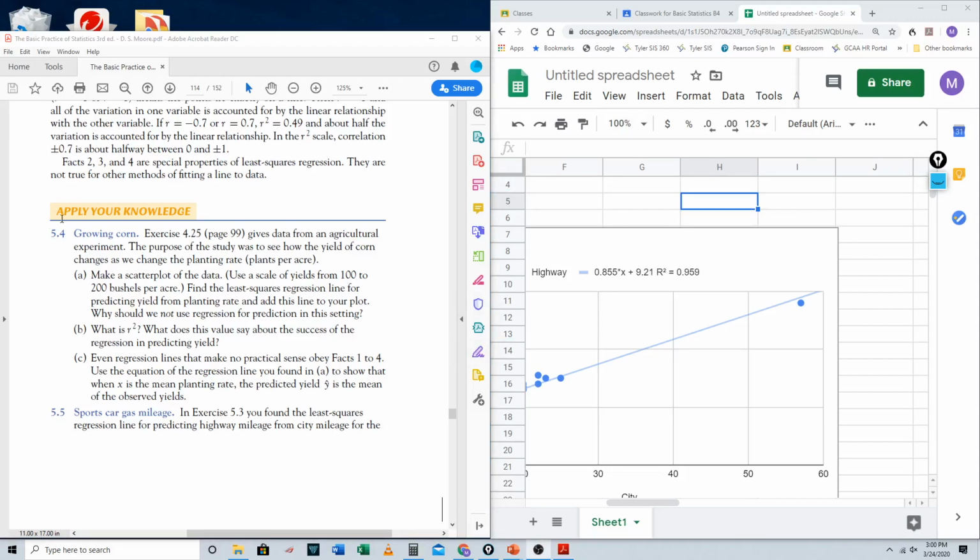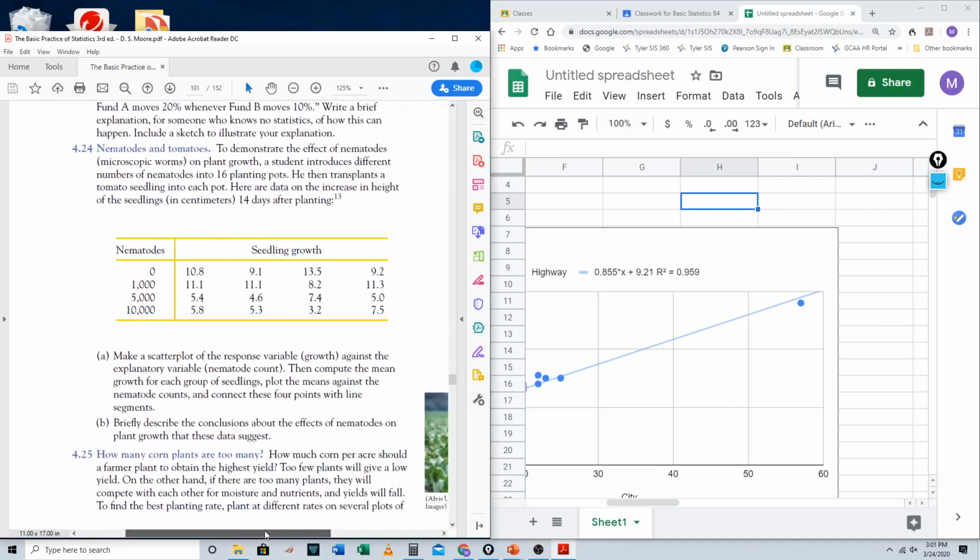Okay, so question 5.4, growing corn. Exercise 4.25, page 99, gives data from an agricultural experiment. Purpose is to see how the yield of corn changes as we change the planting rate, so plants per acre. Make a scatter plot of the data, use a scale of yields from 100 to 200 bushels per acre, find the least square regression line for predicting yield from planting rate, and add this line to your plot. Why should you not use regression for predicting in this setting? So we're going to go to page 99, so 101.